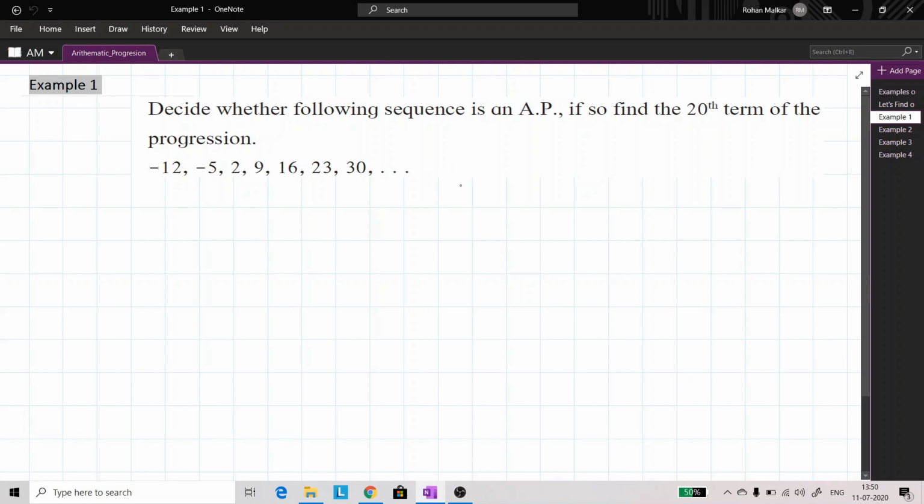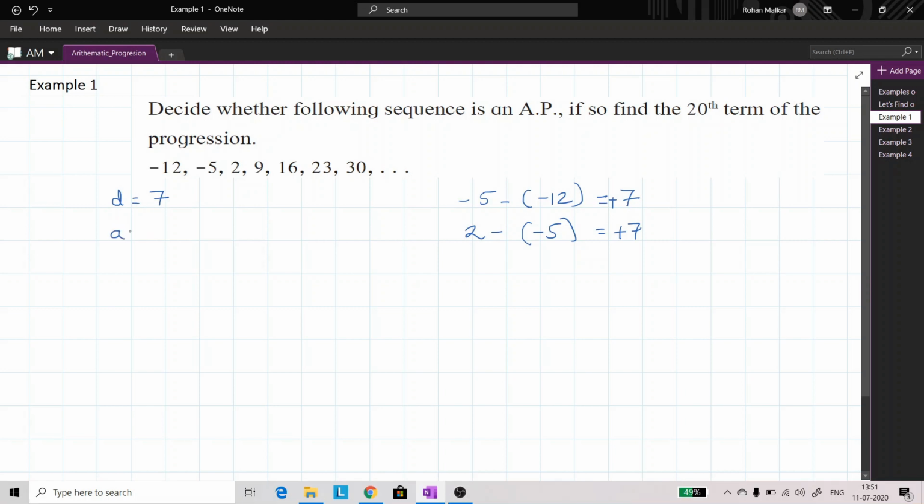So let's check. If I take minus 5 minus of minus 12, I get minus minus plus, so 12 minus 5 is 7. Let's try it one more time. 2 minus of minus 5, and I get plus 7 again. And you can see 9 minus 2 is again 7. So we have an AP series with a common difference D equal to 7.